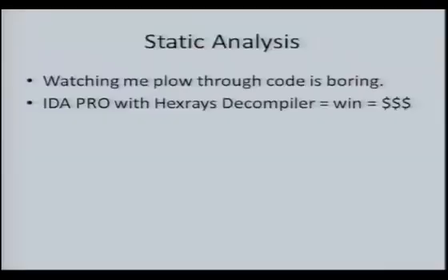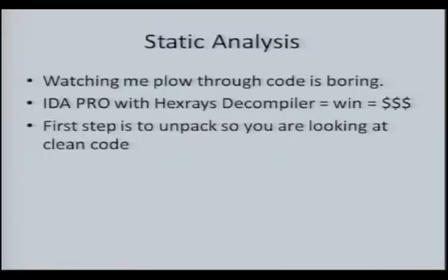Just to be clear, the Hex-Rays decompiler does not give you source code. It gives you Hex-Rays' approximation of what your source code might be. It gives you pseudocode. It's great for coalescing hundreds of lines of assembly code down to about five lines of pseudocode. So if you just want to see what a function does, it's great, but it's also big bucks.